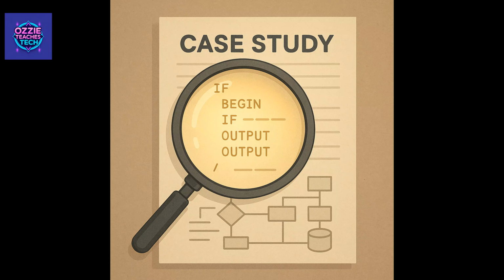5. Case study algorithm interpretation. Every year, IB publishes a case study. You will need to read and understand algorithms in the case study, explain how they work, suggest modifications or improvements, connect them to theoretical concepts. Start reading the case study early. Don't wait until exam season. The students who do well are the ones who have spent months getting comfortable with the case study content.